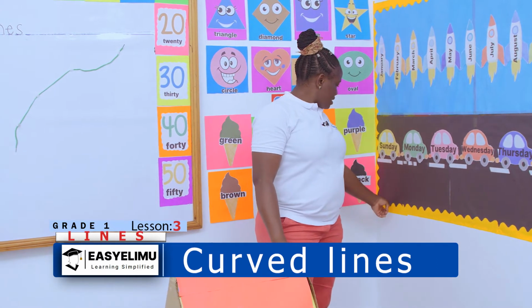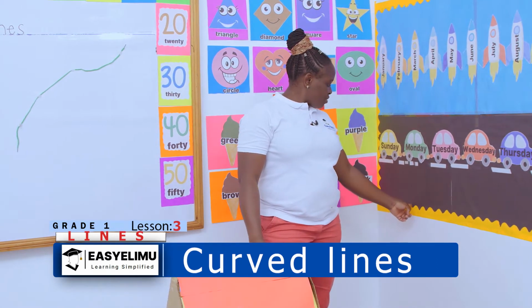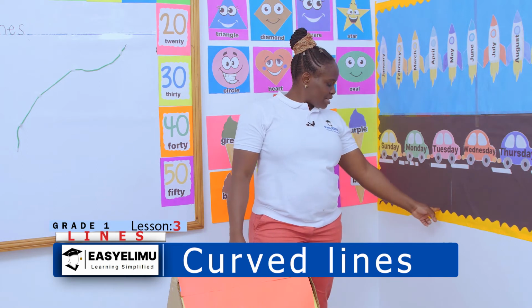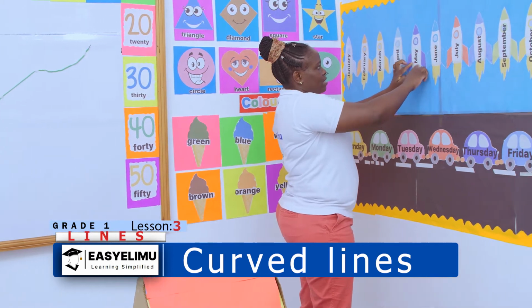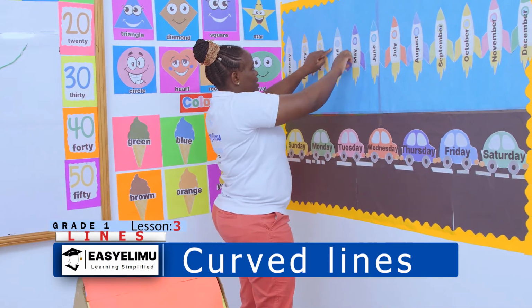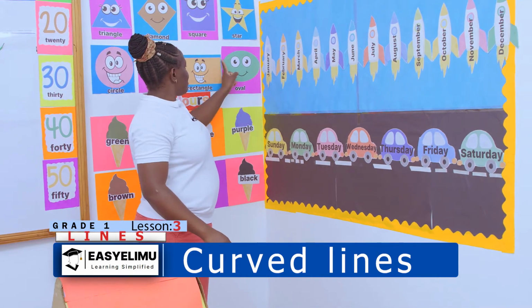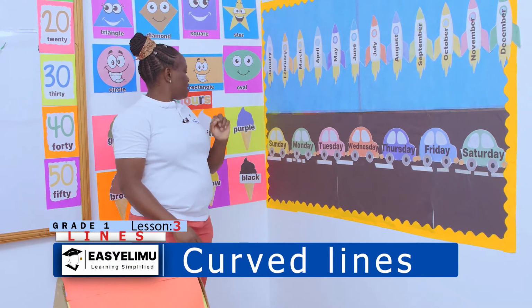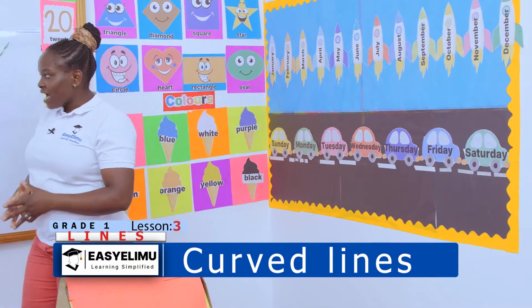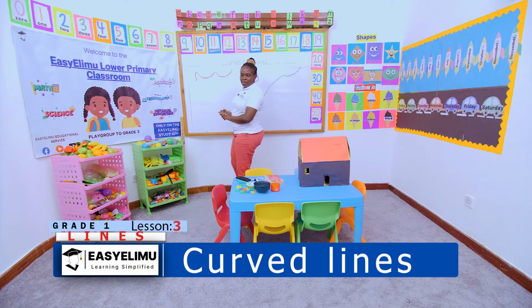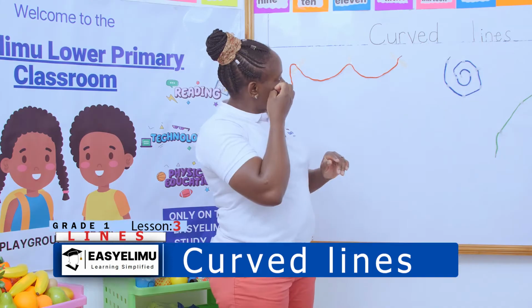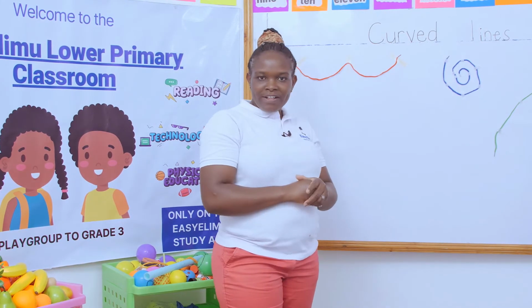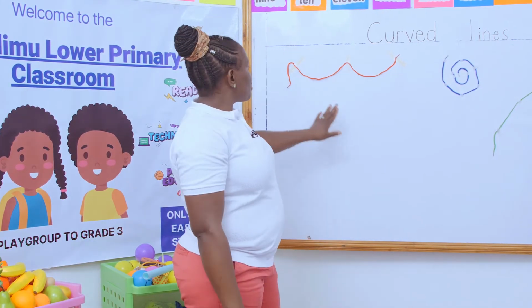Look at this. Which line is that? Look at that pattern. The teacher made the pattern very well. Look at our rockets. Look at them nicely. What about the oval face? Look at it. What can you say? They are not straight. And if they're not straight, what are they? If they're not straight, we said they are curved. They are curved.